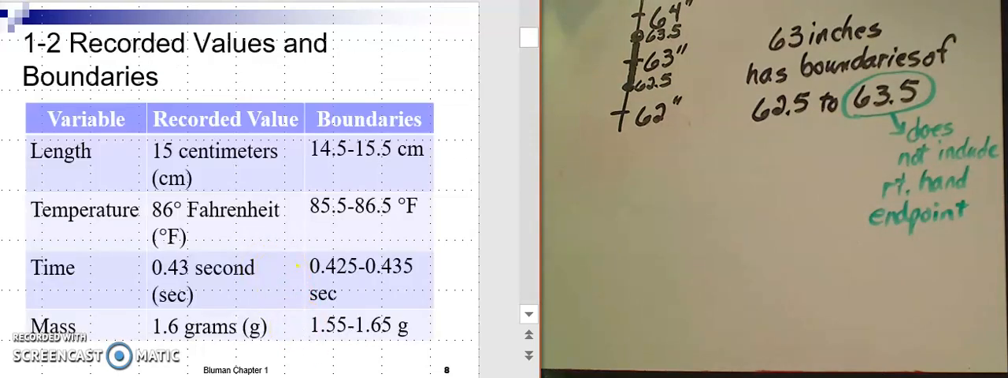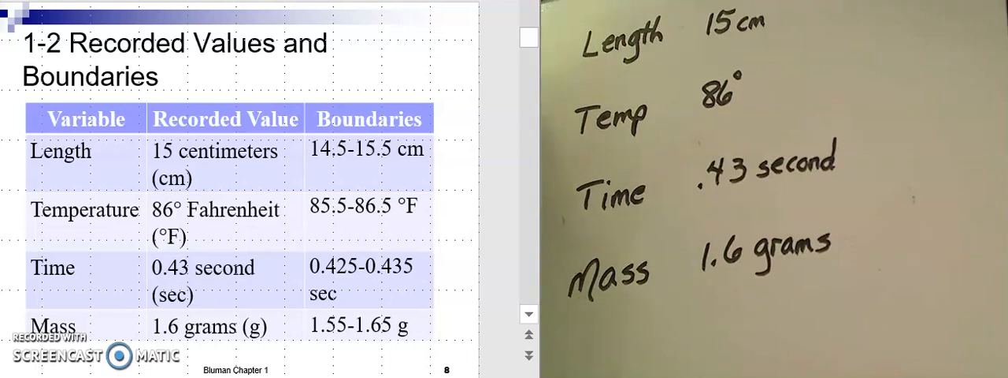So here I've got several measures on the slide, and we're looking at measures that were recorded: 15 centimeters of length and the appropriate boundaries for that, the temperature, 86 degrees Fahrenheit, and its boundaries. Then we have a time of 0.43 seconds and its boundaries, and the mass, 1.6 grams. Now, if you have trouble understanding where those boundaries are coming from, there's a little technique that I've shown students in the past that's been helpful for some.